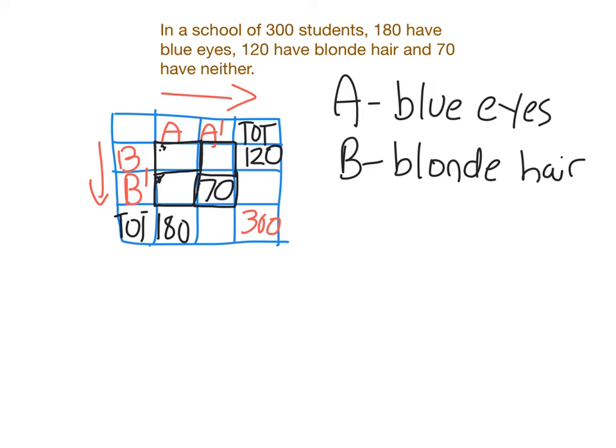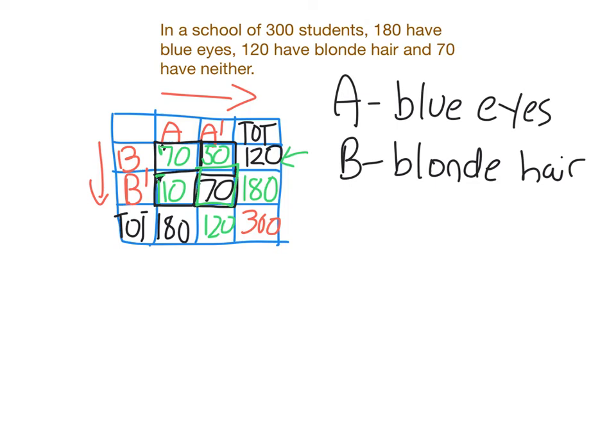So, of course, if there are 120 students with blonde hair, there are 180 without blonde hair. 70 of those did not have blue eyes, so 110 must have had blue eyes, because 110 plus 70 is 180. So this number plus this number need to add to 180, so this number must be 70, and then 50 must go there, so that they add up. So 50 plus 70, of course, gives 120.